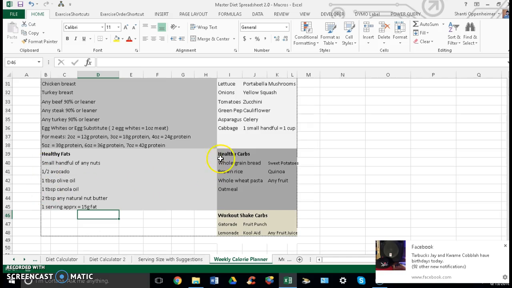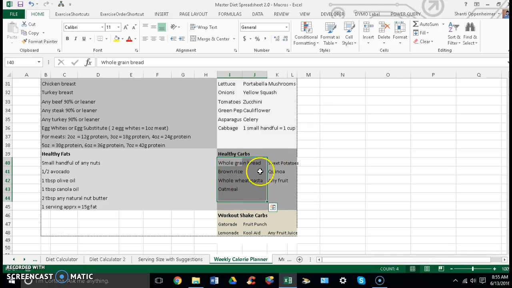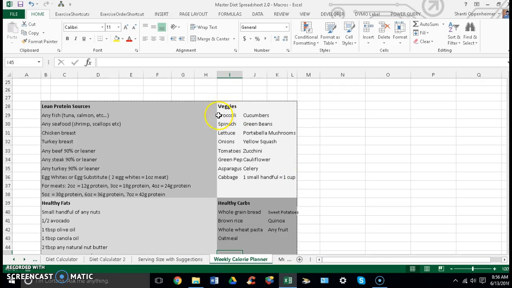Basically, all the serving sizes listed here would equal a 15 to 18 gram fat serving roughly. Healthy carbs we have listed right here for sweet potatoes, quinoa, and fruit, oatmeal, brown rice, whole grain bread, whole wheat pasta. If you're doing a workout shake, which is more of an advanced nutritional timing strategy, you would pull from these sources right here, which are actually just sugary drinks more or less, and then veggies we have listed here. And this is just adding the last piece that's necessary for your adherence.